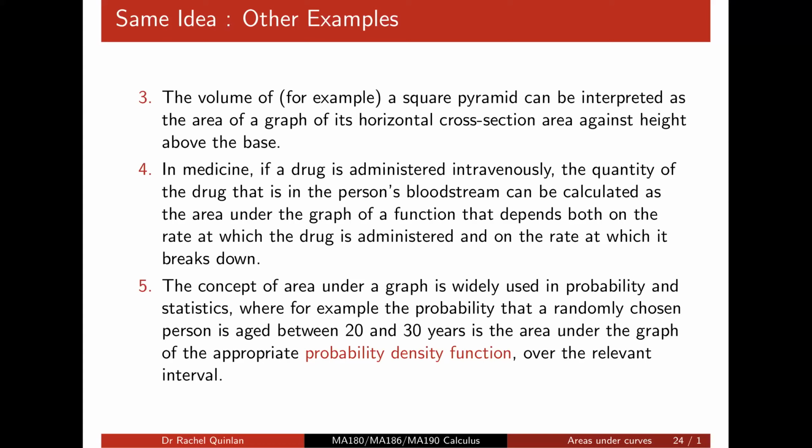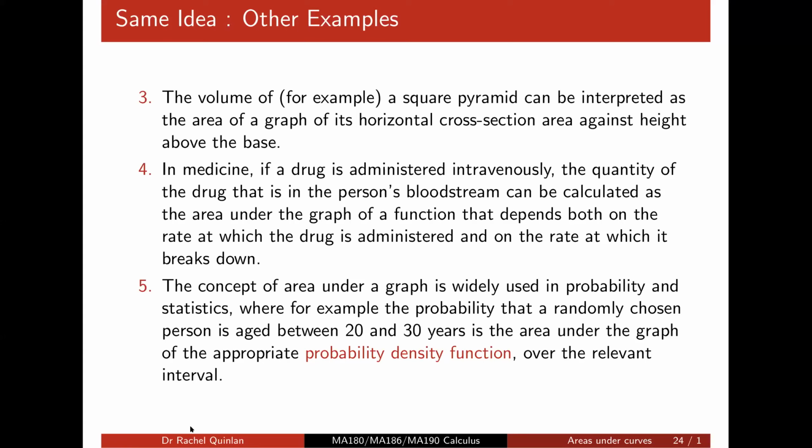The concept arises quite often as well in probability theory and obviously in its applications in statistics, where, for example, if you want to know the probability that if you choose a random person from the population, their age, let's say, is between 20 and 30 years, then that probability is given by the area under the graph of some appropriate so-called probability density function over the relevant interval, which would be from 20 to 30 years. So this idea is a useful one. I guess that's what I'm trying to convey, and one which arises quite often in physical applications and in other applications to areas of study that are of interest.